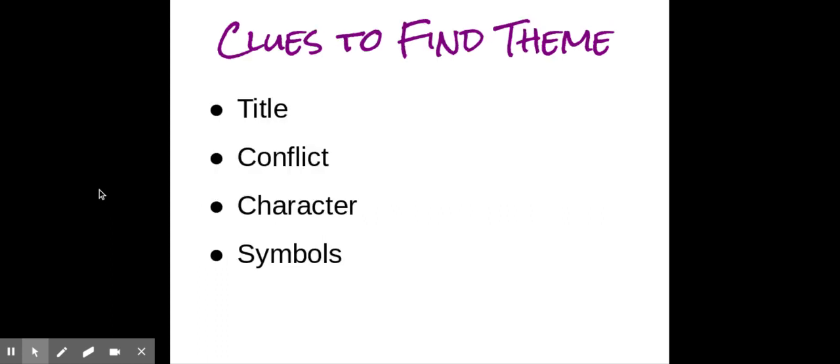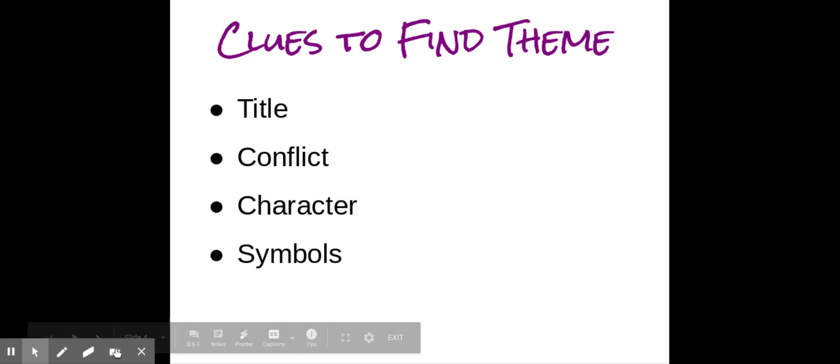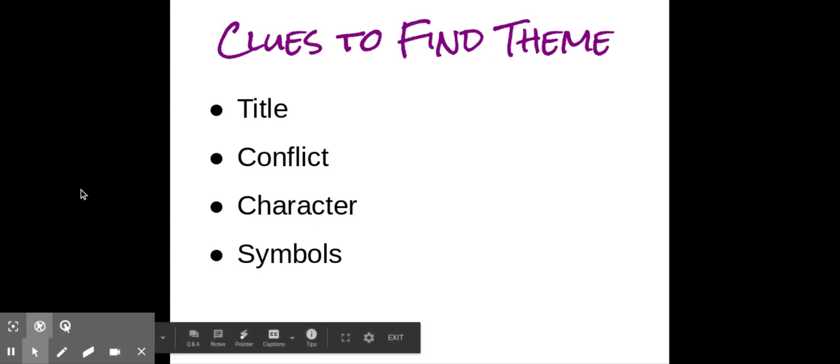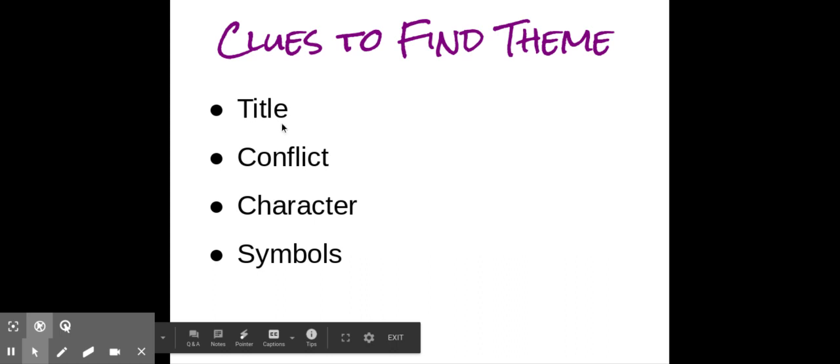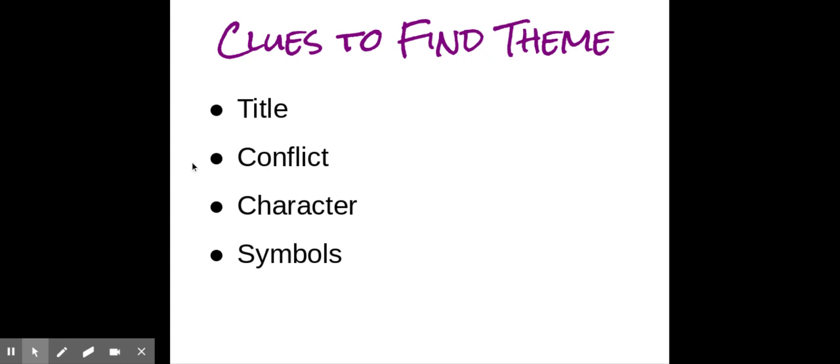Now, in ELA, we talked about 4 clues to help you find the theme, and it depends on the story which one of those would be the most applicable. Depending on what it's called, sometimes the title will help you come up with a theme. Many times, the conflict would help you, the main problem, the characters and what the characters learned. And sometimes there might be some symbols in the story as well, something that stands for something deeper that could help you figure out the message that the author is trying to get you to learn.